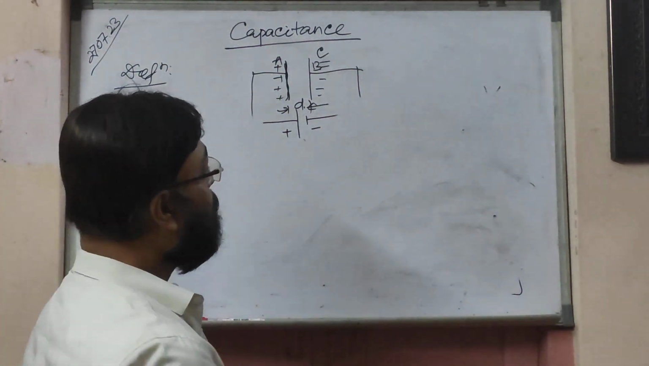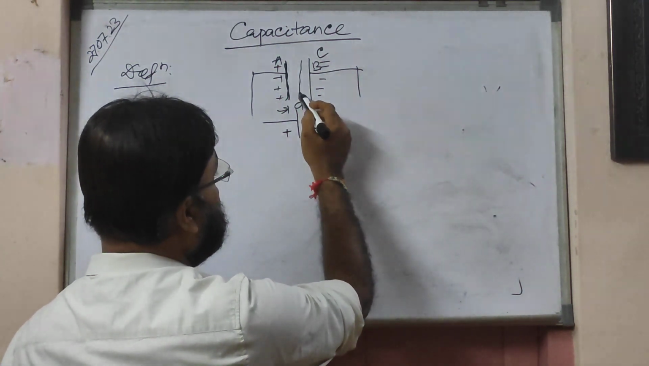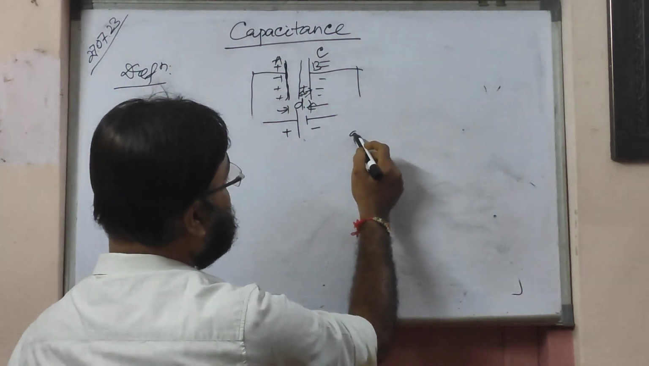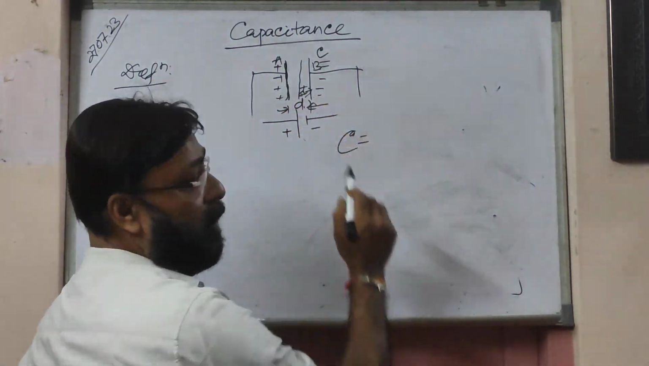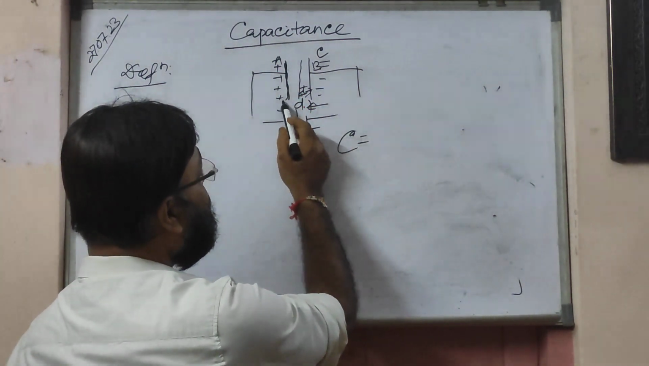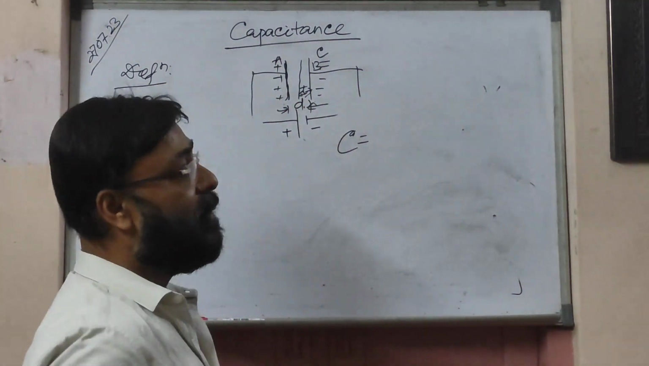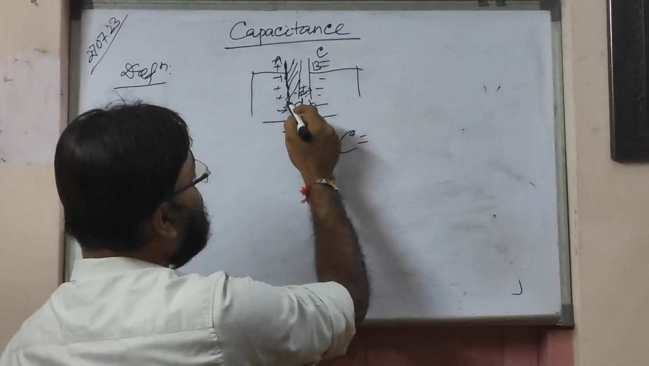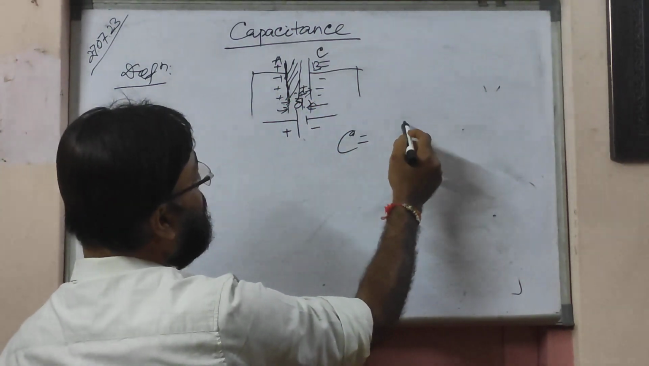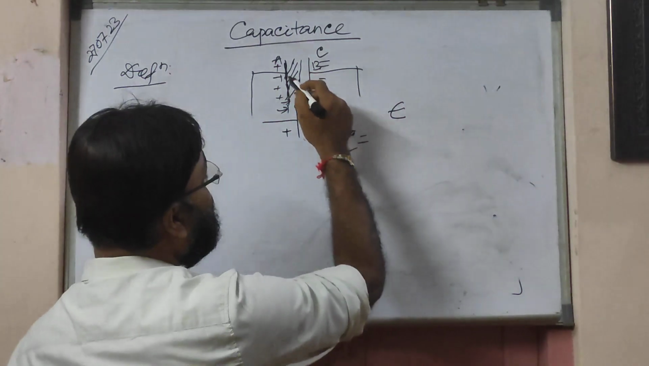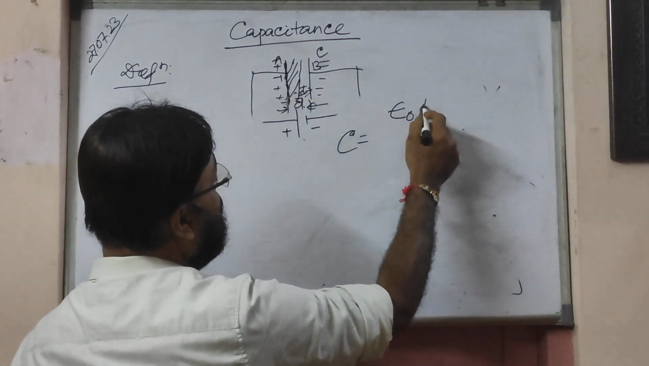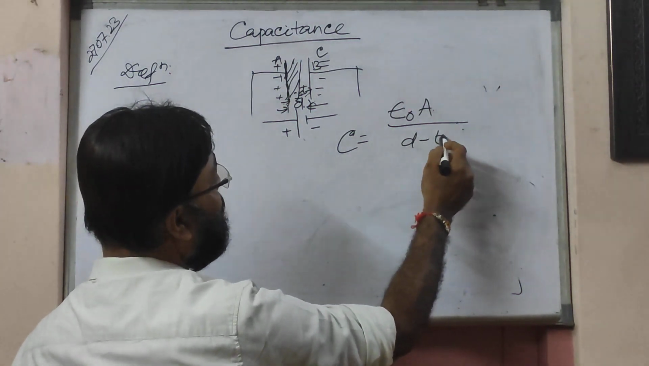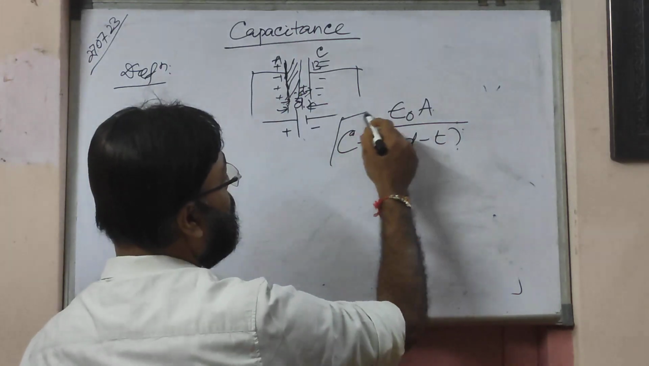Now suppose this one is partially filled with a conducting medium, and this thickness is T. So what will be the capacitance in this case? If the distance between the two charged plates is D, then the insulating medium thickness will be D minus T. So if it is air, it will be epsilon 0 into A divided by, in place of D, D minus T.